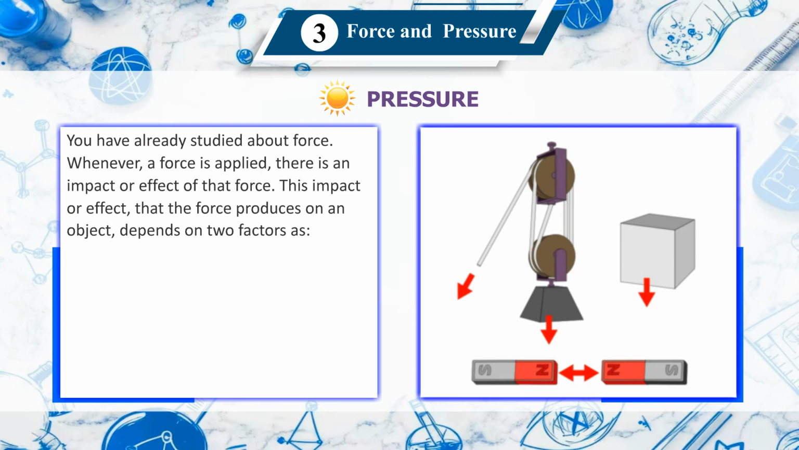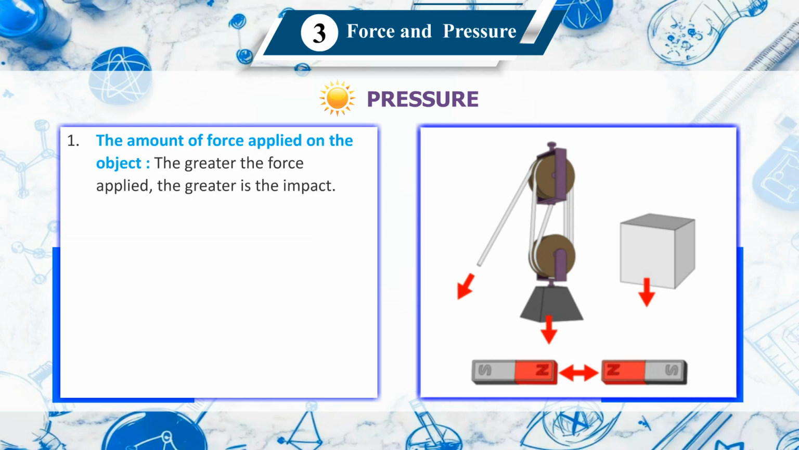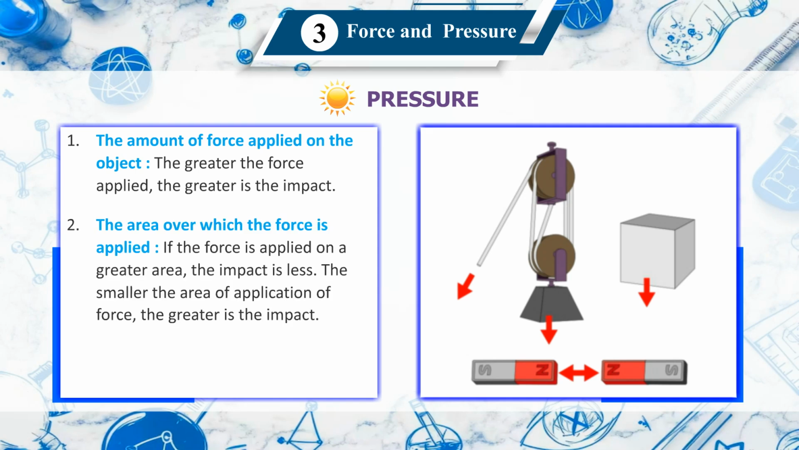Pressure. We have already studied about force. Whenever a force is applied, there is an impact or effect of that force. This impact or effect that the force produces on an object depends on two factors. First, the amount of force applied on the object. The greater the force applied, the greater is the impact. Second, the area over which the force is applied.